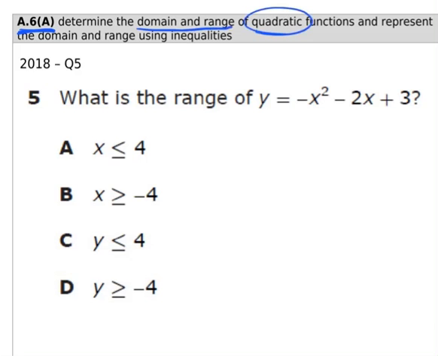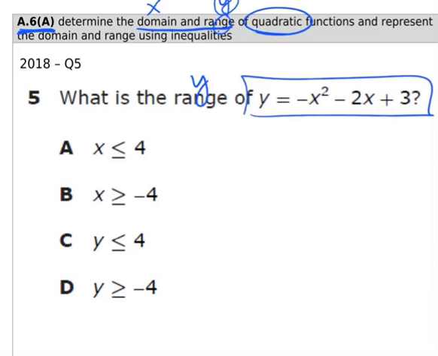Domain and range of quadratics. You remember that domain is x and range is y. We remember that the g and the y look like each other, so that's how range is y. This first question is asking us for range, that's our y, and it gives us the equation of the function.